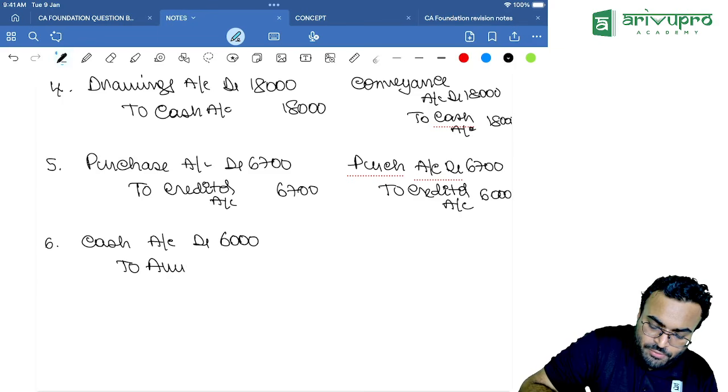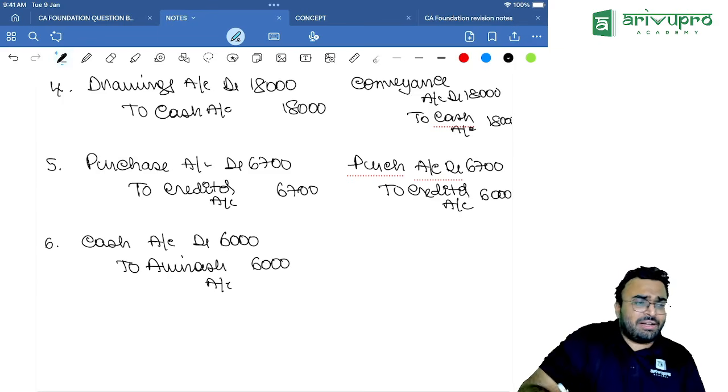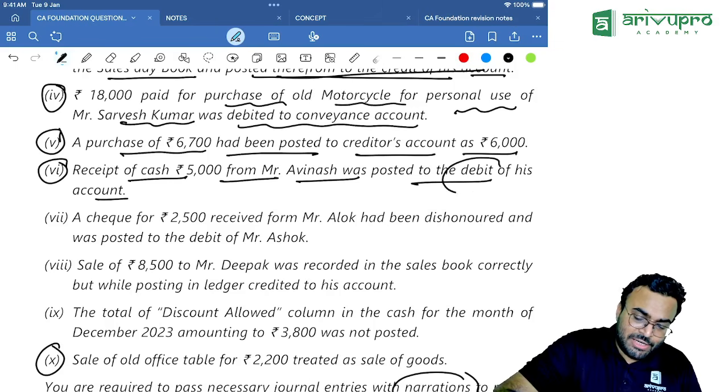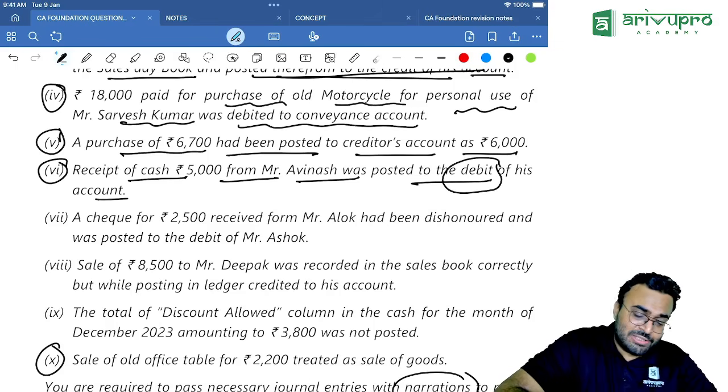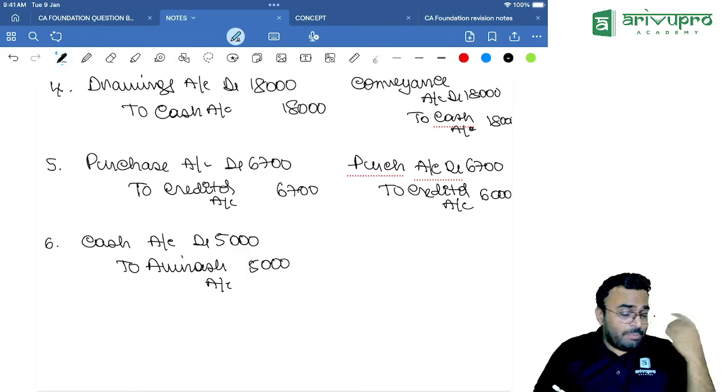6,000 to Avinash account 6,000. Is this the correct entry? What is the wrong entry? Wrong entry is posted to the debit of his account. Oh, sorry, not 6,000 guys, 5,000. Not 6,000, 5,000. Was posted to the debit of his account.